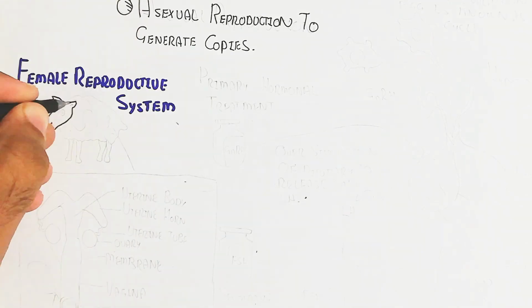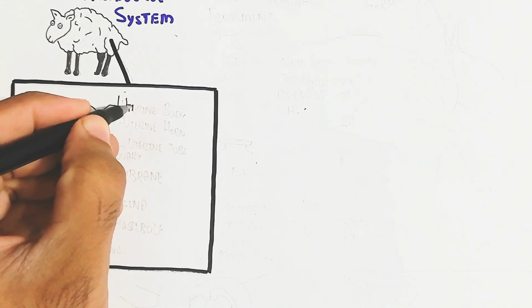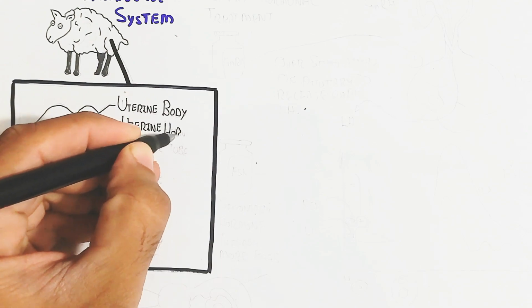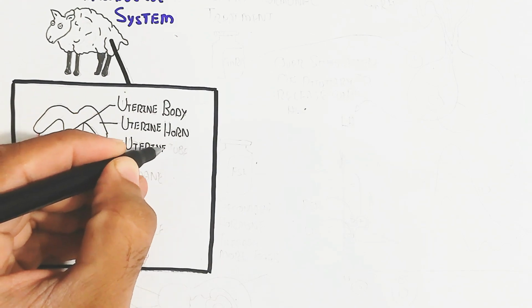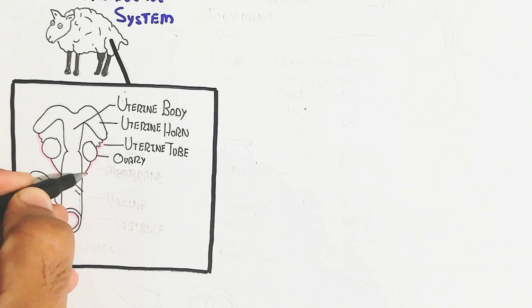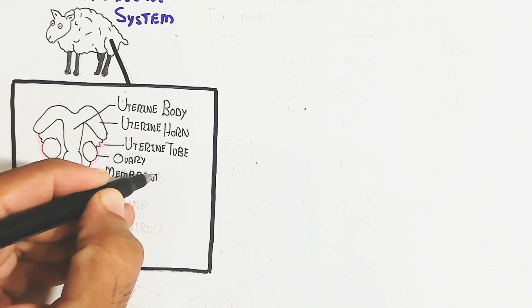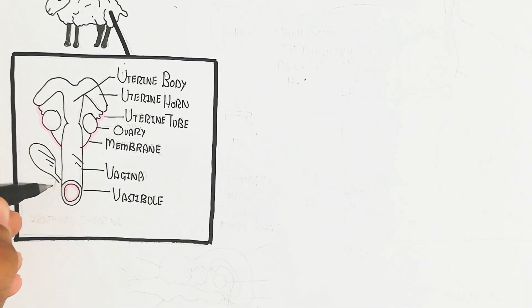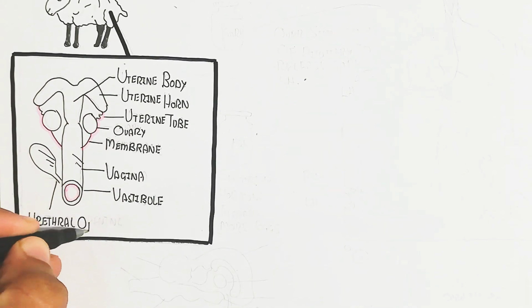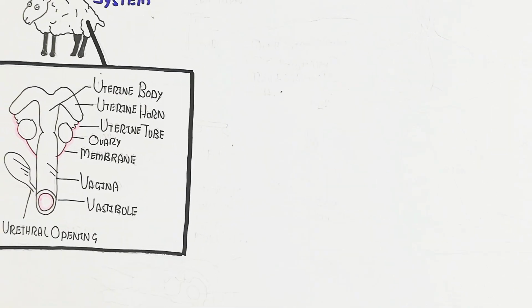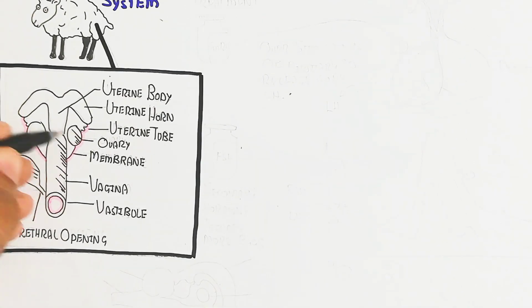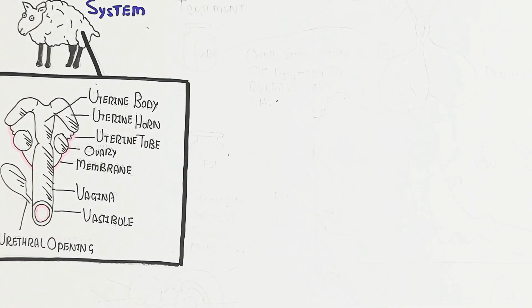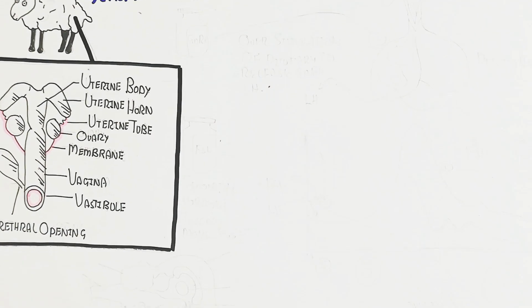In this way, we will first learn the female reproductive system. What is the female reproductive system of a goat or sheep? Here is the uterine body, this is the reproductive system of the female, and the uterine horn, the uterine tube and ovary membrane, the vagina and vestibule, and the urethral opening, which is used for urination, and the bladder. Anyhow, this is the general structure of the female reproductive system of sheep.